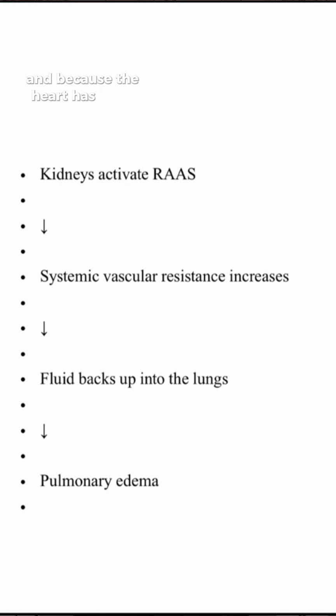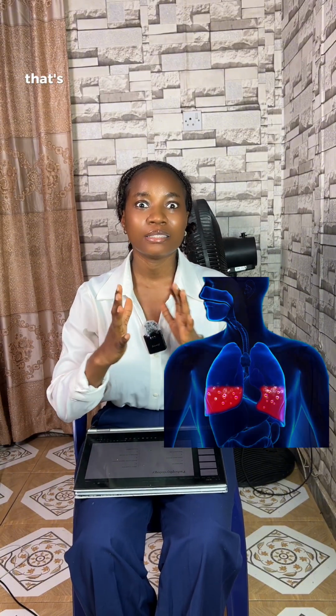And because the heart has failed and it's not able to pump out this blood to the body, fluid keeps backing up in the lungs, leading to pulmonary edema. That's why in the clinical scenario, you can see that the woman is breathless and that she has lung crackles. This is suggestive of pulmonary edema, and it gets worse over time.